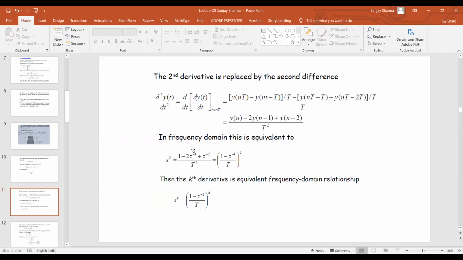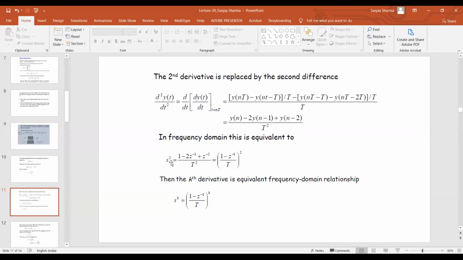So therefore, in frequency domain, what is the analog transfer function in this case? For the second derivative, it will be s square. And what is the digital equivalent of this? If you take the z transform, this will correspond to 1, this will correspond to minus 2 z to the power minus 1, and this will correspond to z to the power minus 2, divided by T square, right? If you pass yn through a system having this transfer function, you will get this equation. That's the meaning.